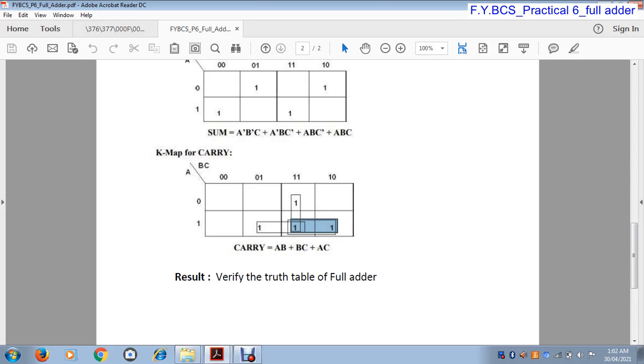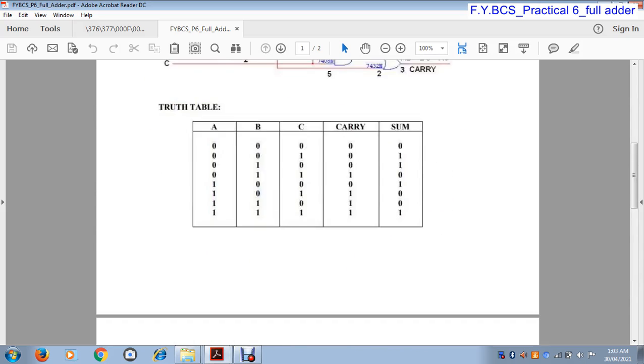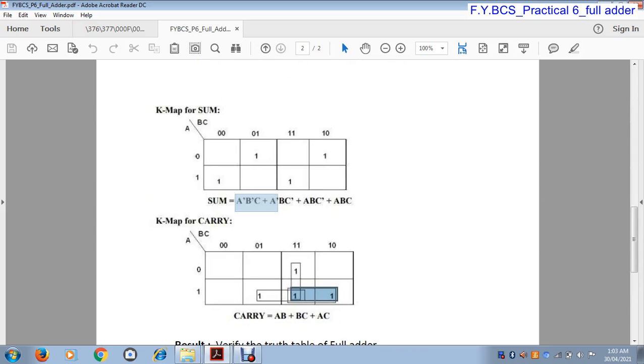Okay, so in this way we draw the two K-maps for sum and carry, and we get the logical equations. By using these logical equations we can draw the logical diagram. This equation represents an XOR gate: A XOR B XOR C.